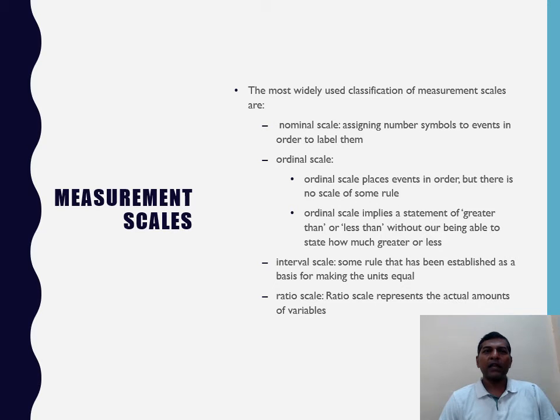Then the interval scale, where some rules are set for establishing or using a particular scale. These rules define from which value to which value is covered in a particular scale. For example, a rule has been set to say that A grade is allocated to the student who has scored marks between 81 and 100.